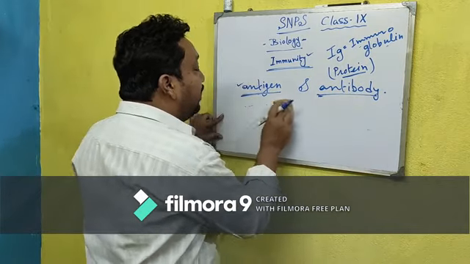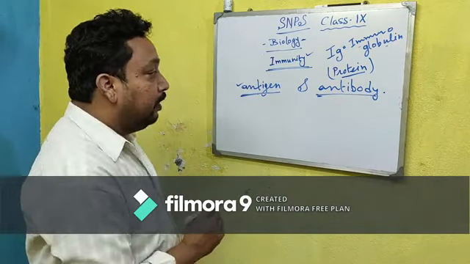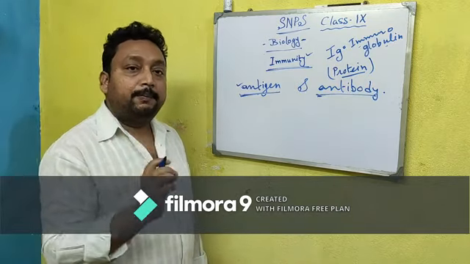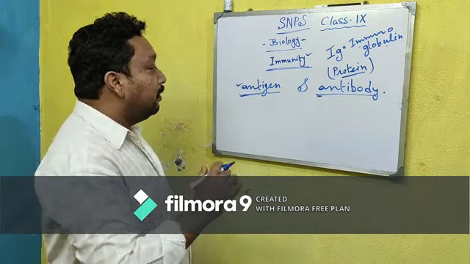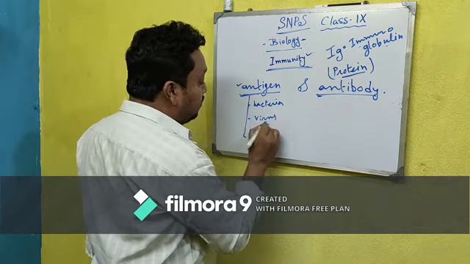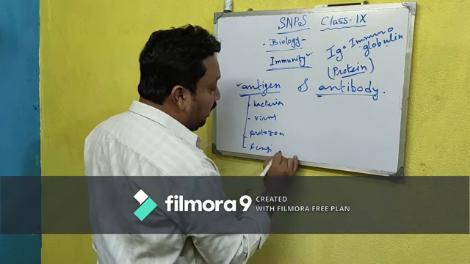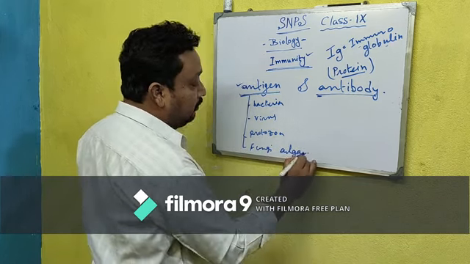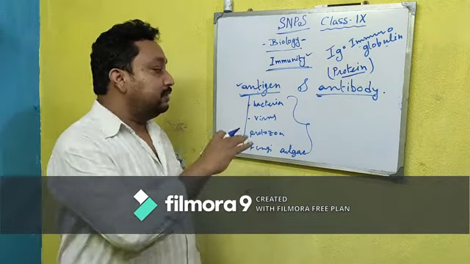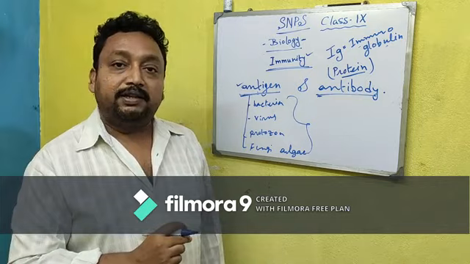Now, we will discuss different types of antibody. We have already said what is antigen. Antigen is a foreign particle. It may be bacteria, virus, protozoa, fungi, algae. All are known as antigen. The foreign particle which enters our body and produces the disease is known as antigen.